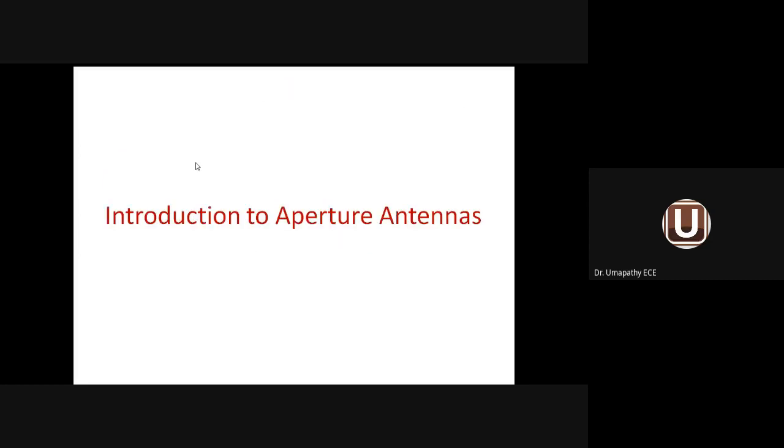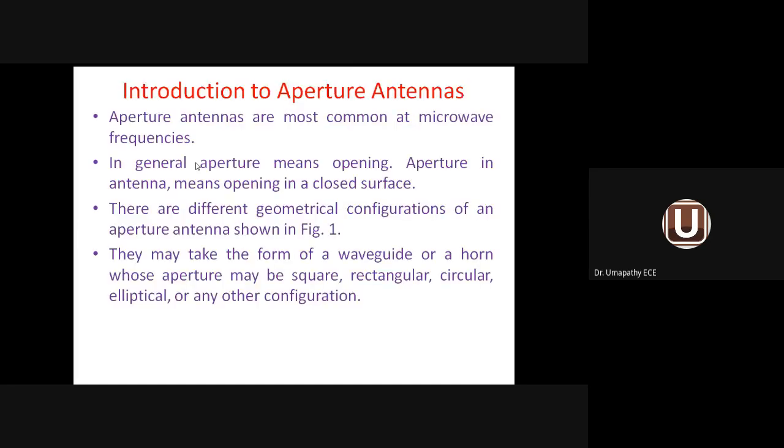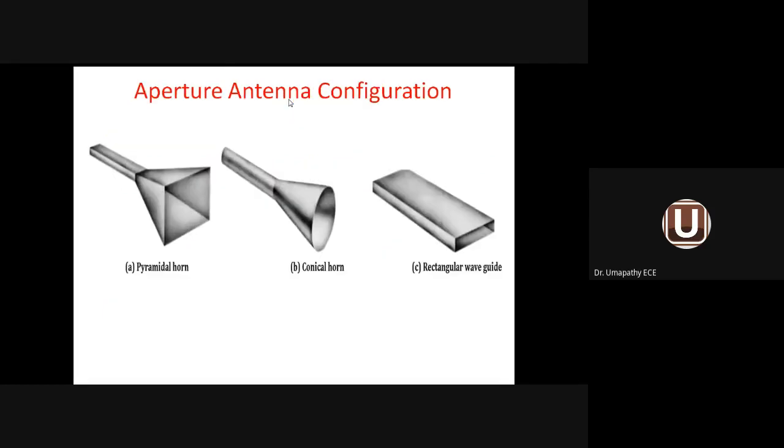So before going to the current topic, let me give a brief review on the previous class. I gave an introduction to aperture antenna. These antennas are very much available at microwave frequency. Aperture antenna means opening in a closed surface. So there are different geometrical configurations for an aperture antenna.